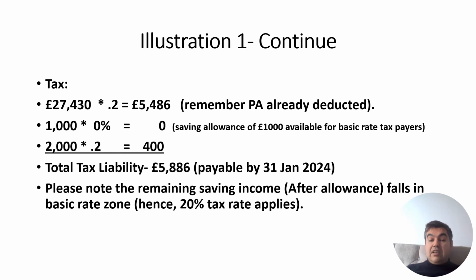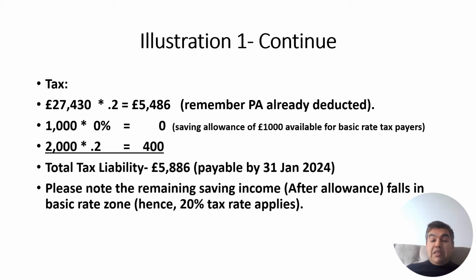Here's the calculation. His non-savings income first, and because he's a basic rate taxpayer, it is taxed at 20%. Then, because of the savings allowance, take 1,000 from his savings income and apply 0%. The remaining savings income will be taxed at 20% because he is a basic rate taxpayer. We already accounted for the personal allowance, so make sure you don't deduct the personal allowance a second time. Any tax due for 2022-23 will be payable by 31st January 2024.